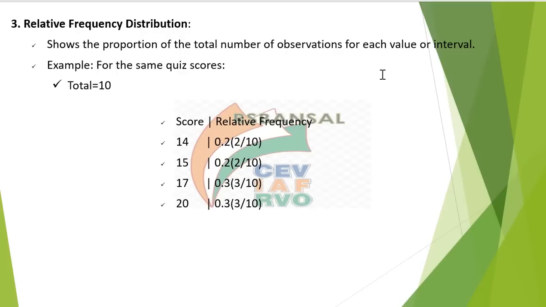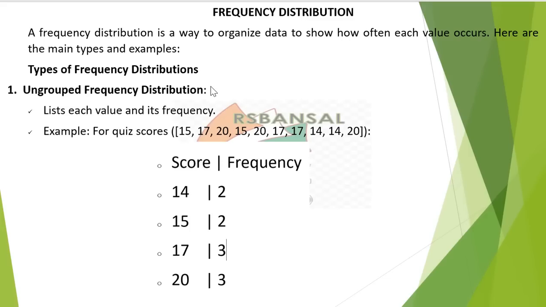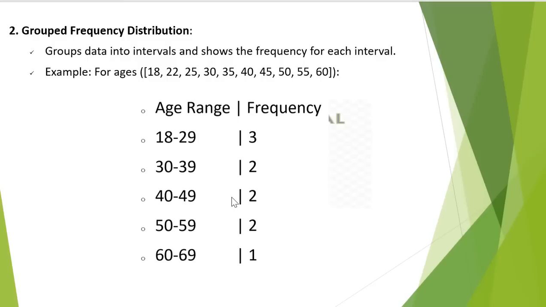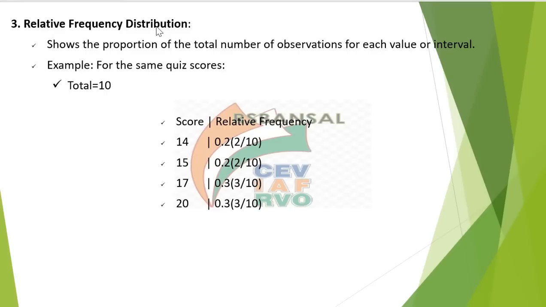Next is relative frequency distribution. See here, it was only how many numbers, but here you have to tell the frequency out of 10. Here you are only giving that two students have scored 14 marks. But if you have to show how many persons out of 10 have scored 14 marks, that will be called a relative frequency distribution.